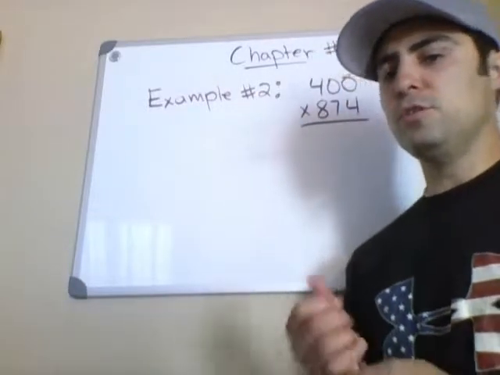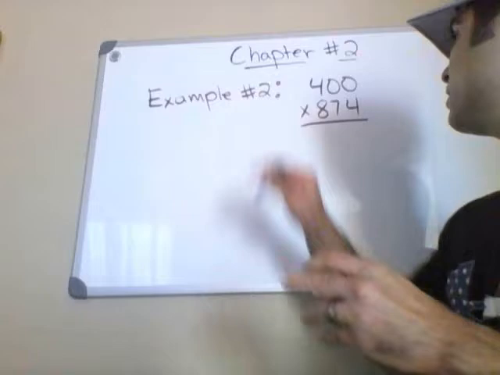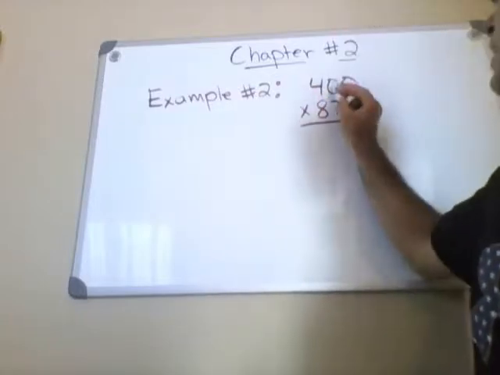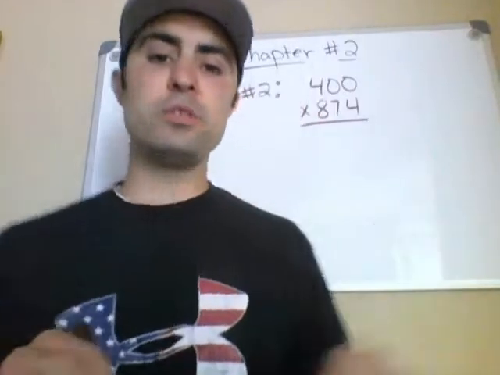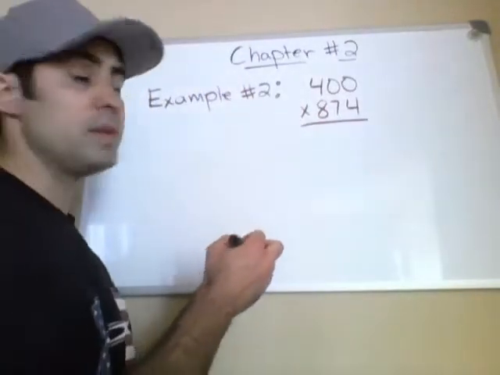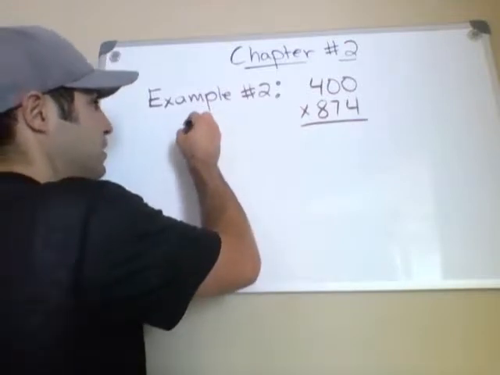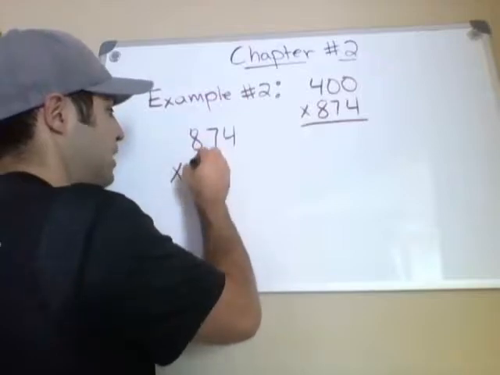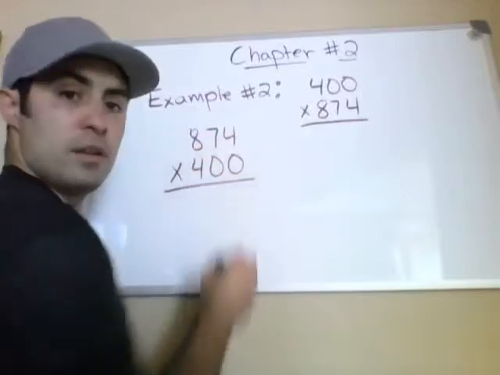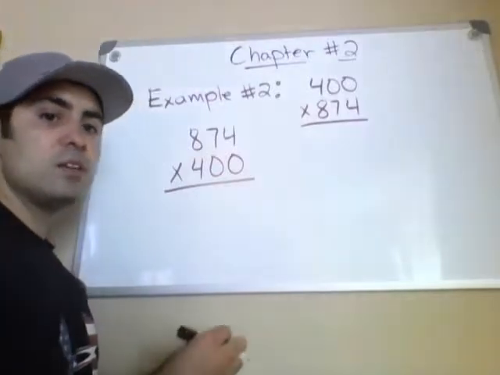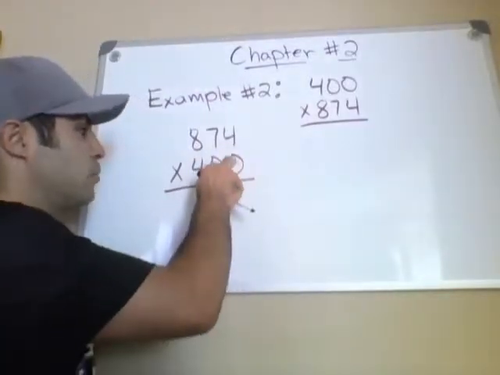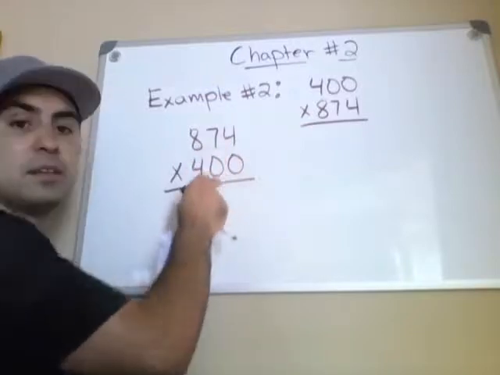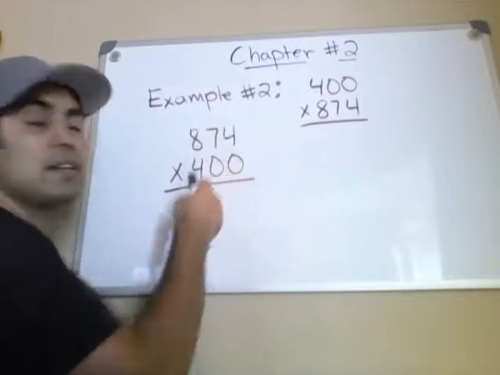Alright, example number 2. We're going to take 400 times 874. Whenever I have a problem like this and I have zeros on top, I like to switch the factors around, which we can because of commutative property of multiplication. So I'm going to take 874 and multiply that by 400. The reason I do that is because whenever you have a number that ends in zeros, multiply that number second. Make sure everything's lined up, of course, as well.